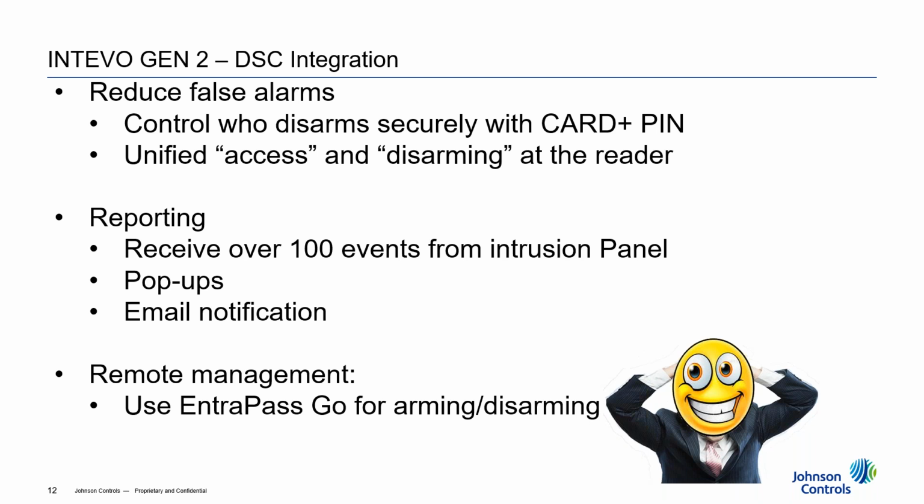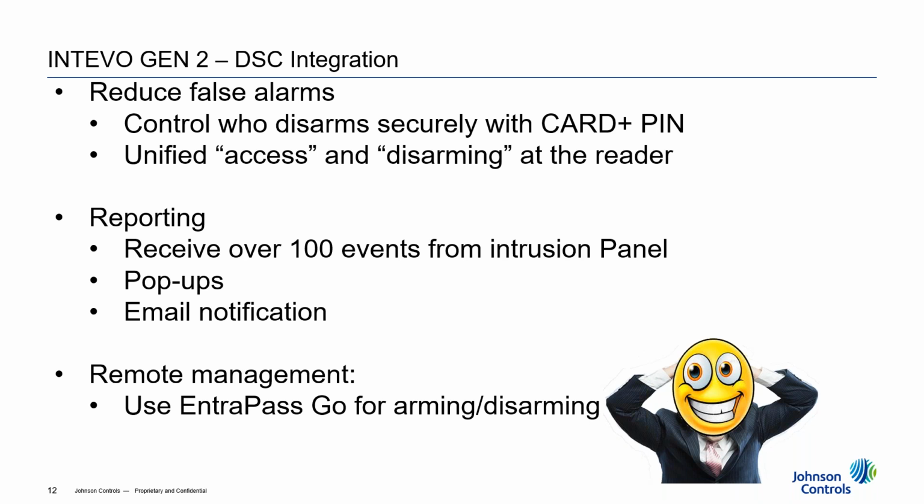We've also activated a card and pin feature, which allows us to disarm securely with card plus pin. One of the benefits here is that I can do card only, and then I can enforce card plus pin to disarm. So two-factor authentication purely for disarming. And I can also control who can disarm. So by doing all this, I cut down on all the false alarms. I save the customer huge amounts of money, right?